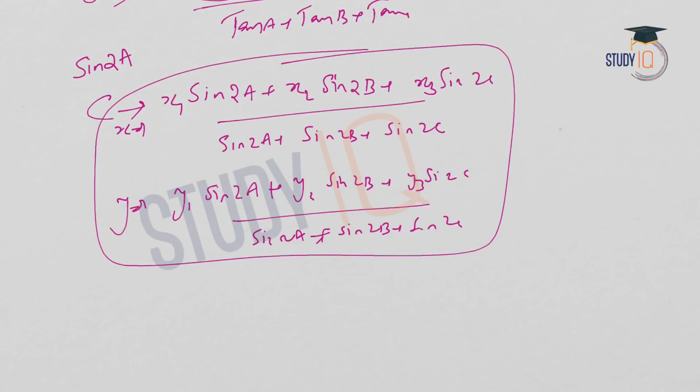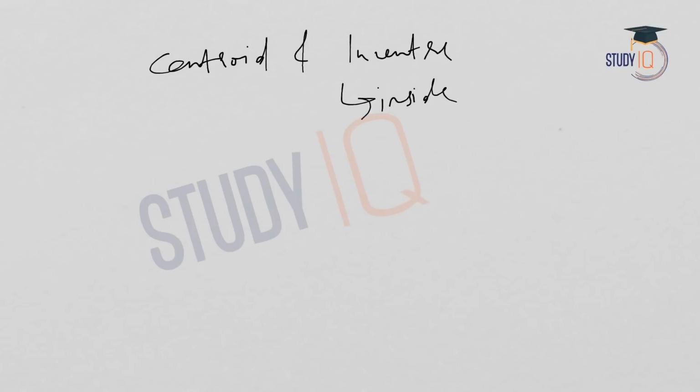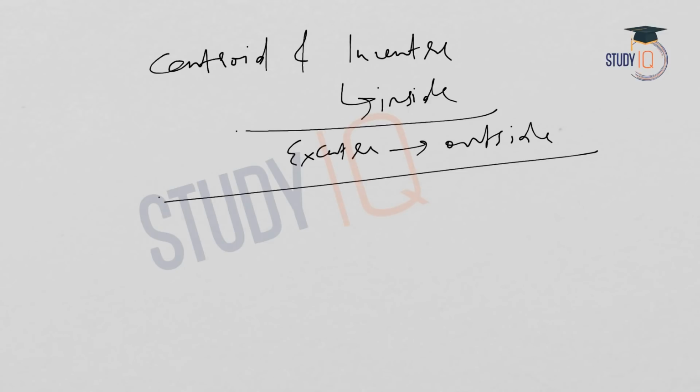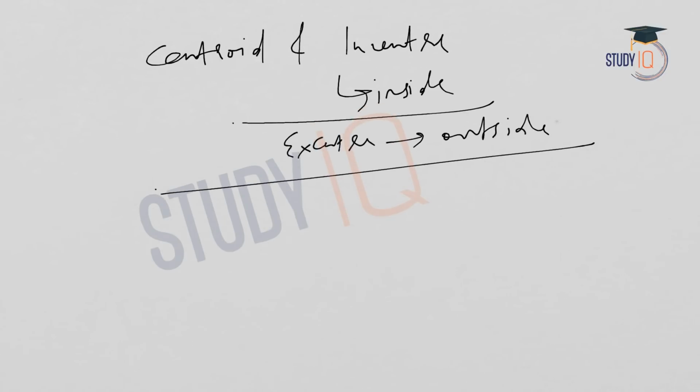I hope you understood all the five centers that we have discussed. We started with centroid, then incenter, then we discussed three excenters, then orthocenter, then circumcenter. Now one important result that you can remember is centroid and incenter are always inside the triangle. Excenter is always outside. So you don't want to have any confusion with respect to these three centers. But what about orthocenter and circumcenter?